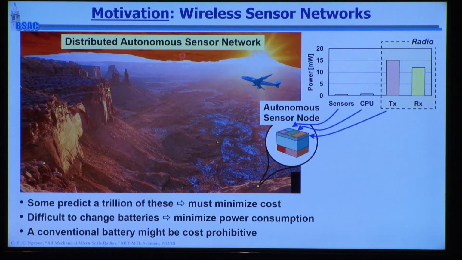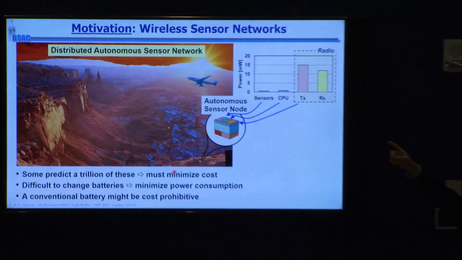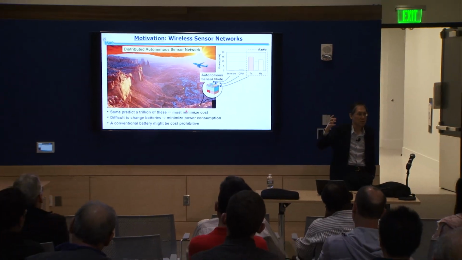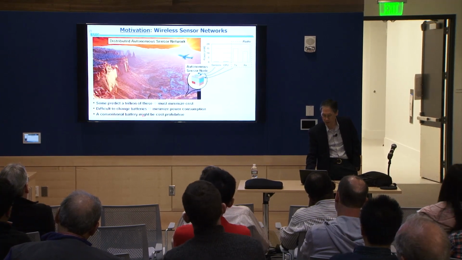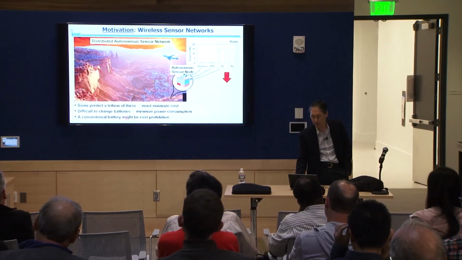And so some predict that you're going to have a trillion of these sensors, right? They want to take these walls and fill them with sensors. I don't know if you want that or not, or any of us want that, but this is what people would like to be able to do. And if I have a sensor up at the ceiling there, I don't want to go up and change its power source, right? So power is premium in this case. And it's difficult to change these batteries. We want to minimize power consumption. And a conventional battery might be cost prohibitive.